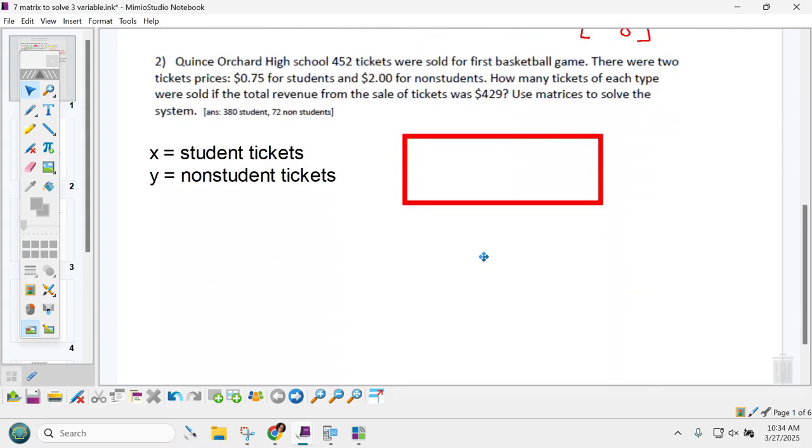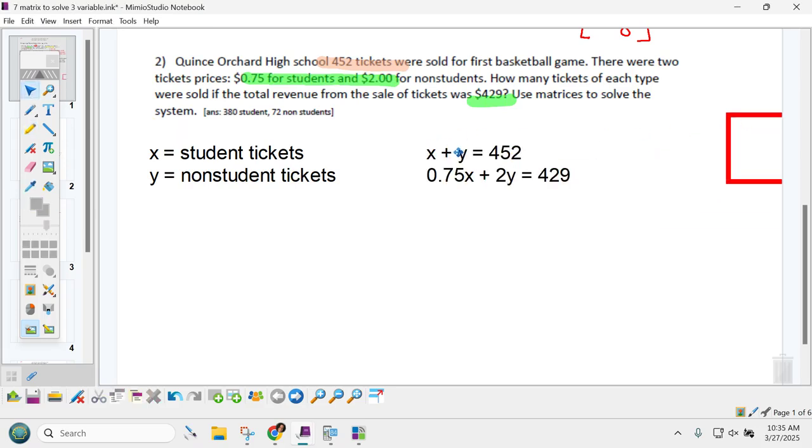All right, let's try number 2. Take a minute, pause the video, read the word problem. I'm defining my variables as student and non-student tickets. And when I read the question, we're going to have a number of tickets, and then we're going to have cost. So the total number of tickets is 452, 75 cents for students, $2 for non-students, for a total money. Let's turn this into a matrix.